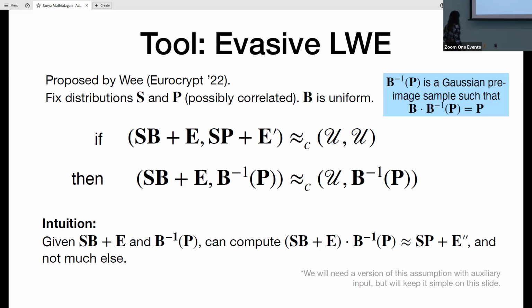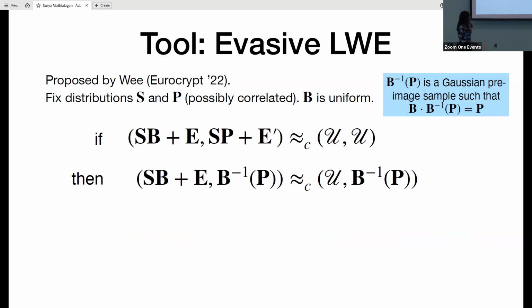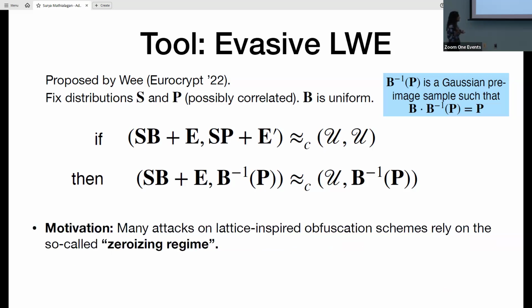So this is the assumption we'll use. And we'll actually need an auxiliary input version of this assumption, but I'll keep it simple on the slide. The motivation for this assumption is that there are many lattice-inspired obfuscation schemes that fall into this so-called zeroizing regime, where you're able to collect many correlated equations. And the hope is that because you have many uniformly random-looking equations, you can't do this so-called zeroizing attack. So this is where the assumption comes from.